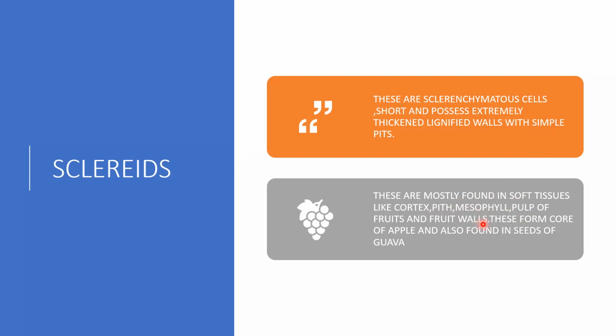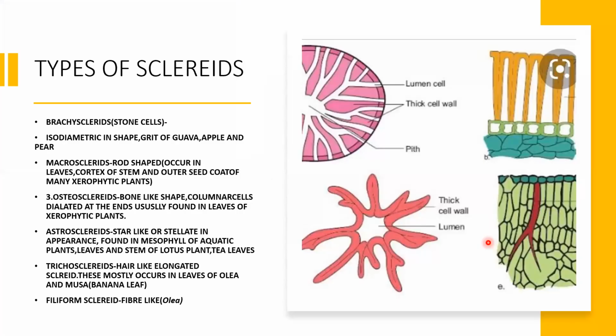Simply we can understand if we eat an apple, internally in the center of the apple is present the apple core, that is highly cartilaginous and that is made up of sclereids. And if we see the seeds of the guava, highly gritty seeds, those seeds are very hard. This is due to the presence of sclereids. So sclereids are stone-like cells.